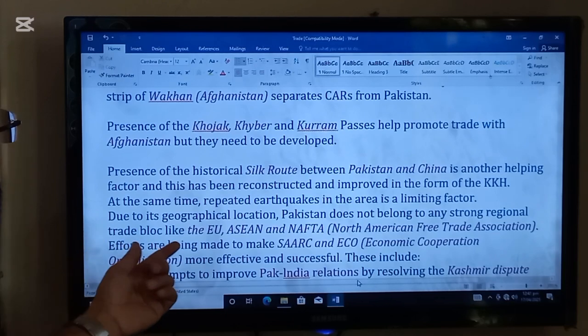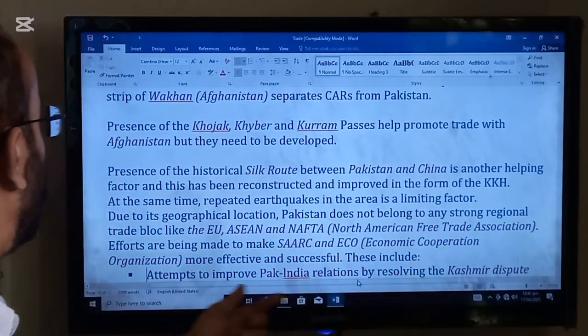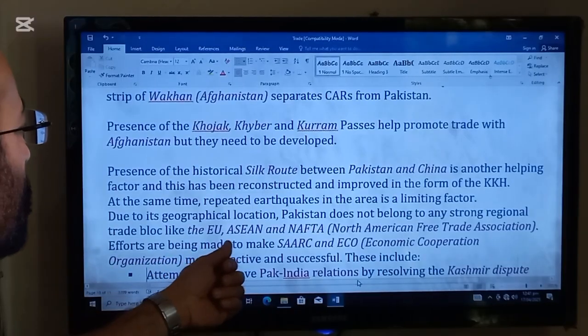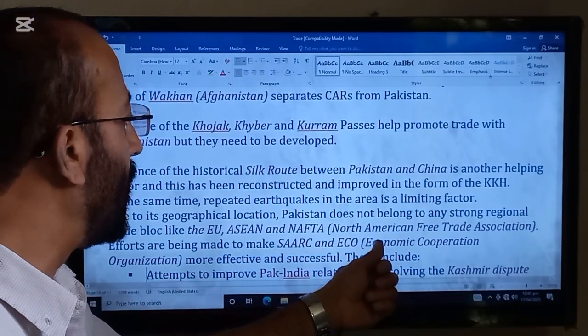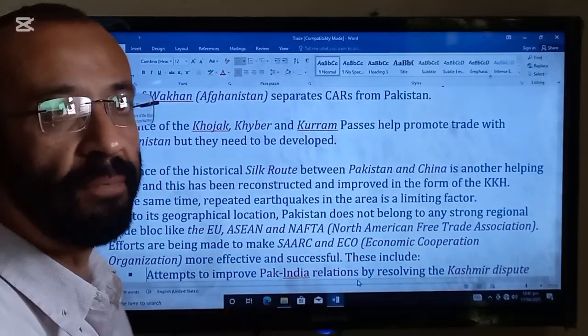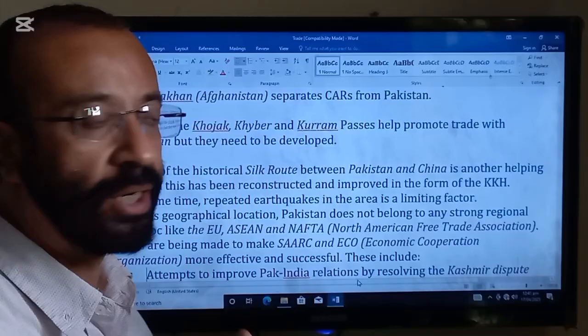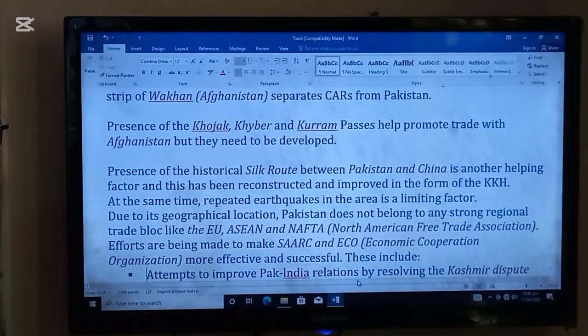Due to its geographical location, Pakistan does not belong to any strong regional trade bloc like EU, ASEAN, and NAFTA, that is North American Free Trade Association. So we are very far from these countries. That's why we do not have many alliances with these.